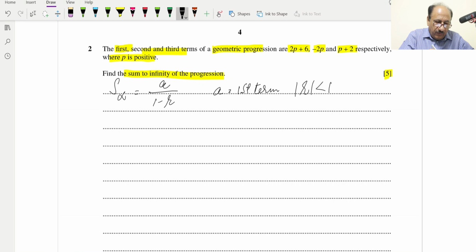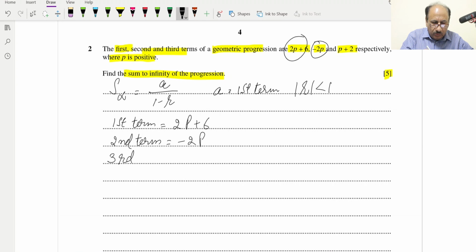Now the first term is provided: the first term is equal to 2p plus 6, which is provided over here. The second term is also provided: the second term is minus 2p. And the third term, which is also given, is equal to p plus 2, so we can write p plus 2.